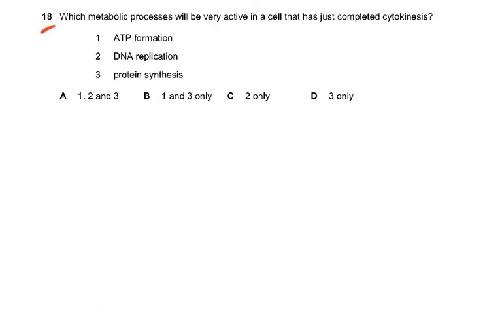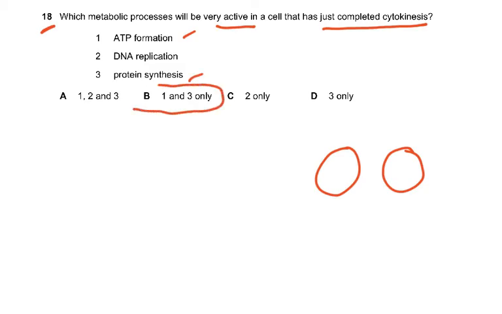Then coming to question number 18. Which metabolic processes will be very active in a cell that has just completed cytokinesis? So mitosis has taken place and now two cells have been formed. So cytokinesis has taken place. Now we start interphase. So G1. In G1, the organelles are going to replicate. So that means ATP formation is going to increase and protein synthesis is going to increase. So 1 and 3, so the answer is B.